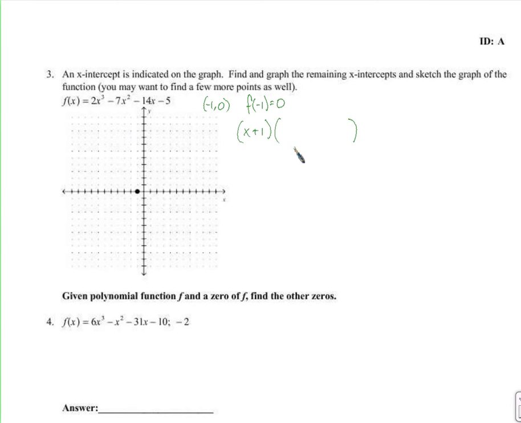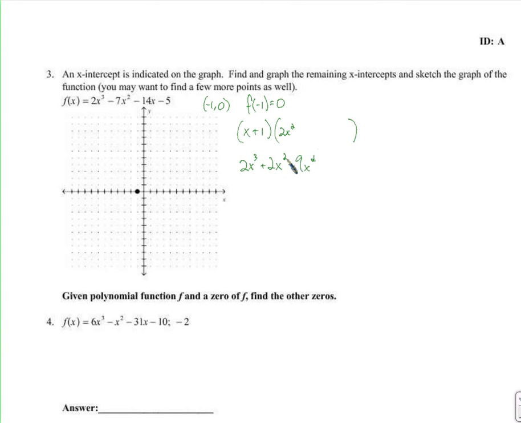I have to figure out what that something is, knowing that x times this to start with is going to give me 2x cubed. So this would have to be 2x squared. X times 2x squared is 2x cubed. 2x squared times 1 is 2x squared. But how many x squareds do I want? I want negative 7x squared. So I need to subtract 9x squared.